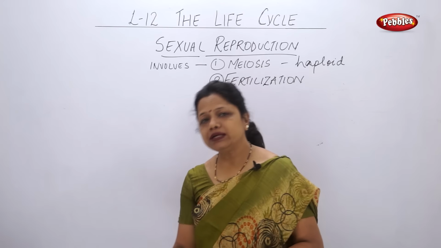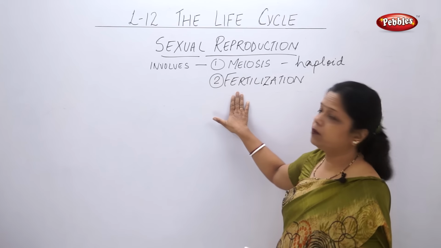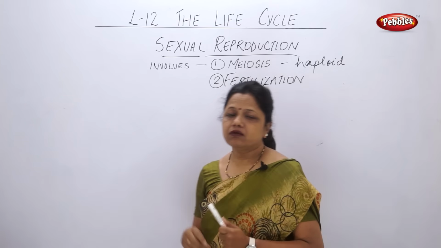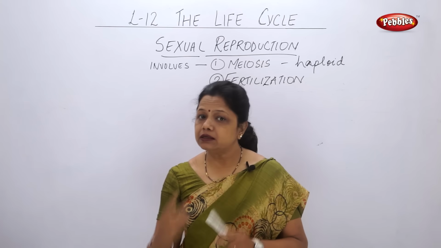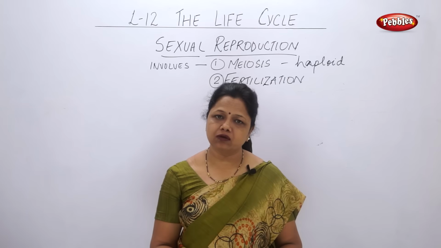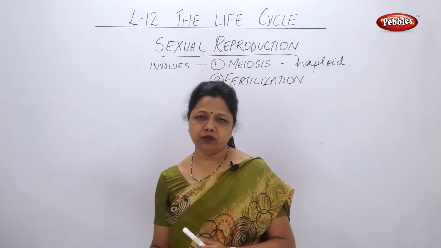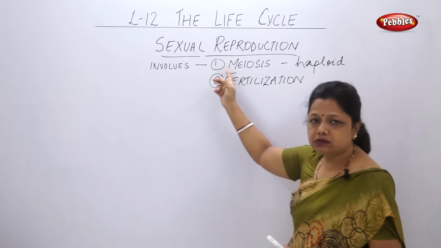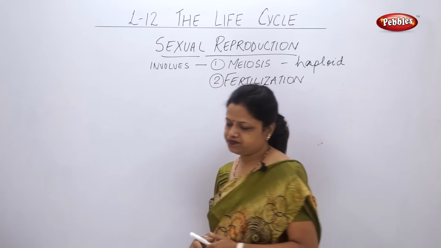Then once these haploid cells are formed, they undergo a process which is known as fertilization. Now what is fertilization? Fertilization involves the fusion of one male gamete and one female gamete, resulting in the formation of zygote. This zygote develops into a new individual, and that is called fertilization. So the process of sexual reproduction involves two things. One is meiosis and one is fertilization.